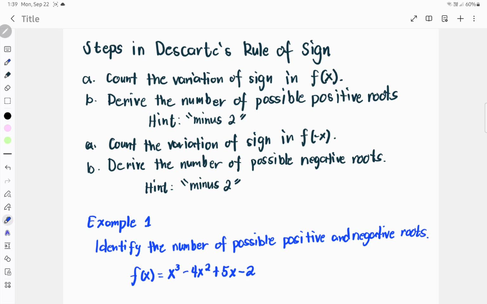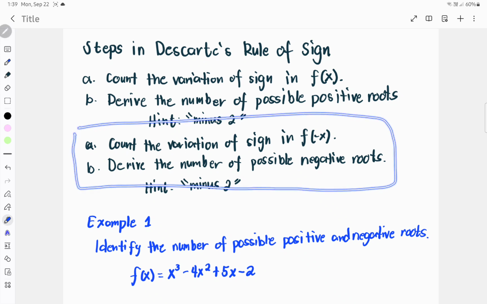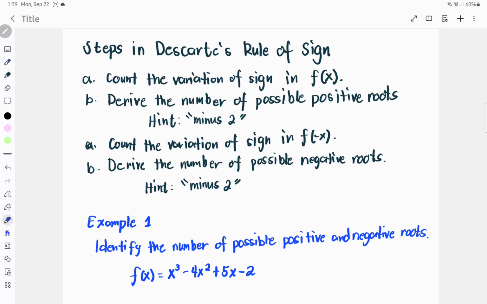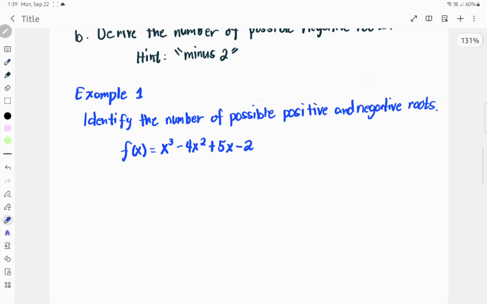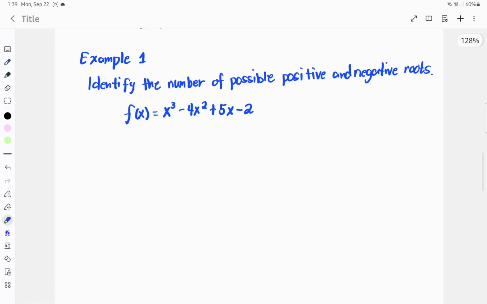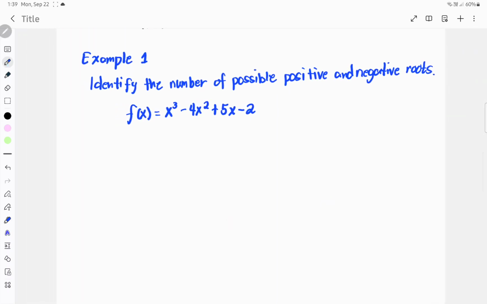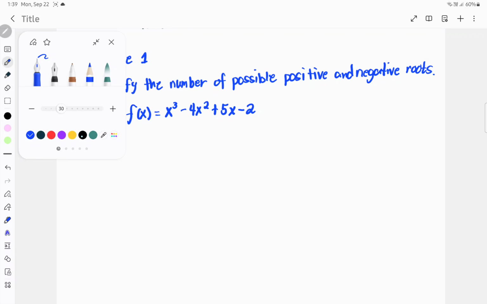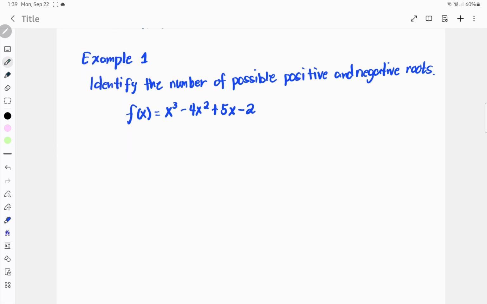Next, if you want to get the number of possible negative roots, it's the same thing, you need to count. However, there is more process because you're going to get f of negative x. Let's have some examples so that it's much easier for us to see those steps. Let's go with the first one. Let me just use another color of pen. Let's use green. Identify the number of possible positive and negative roots of the function f of x equals x cubed minus 4x squared plus 5x minus 2.